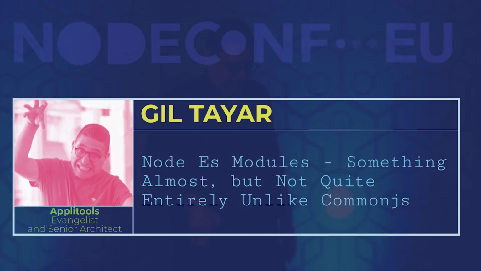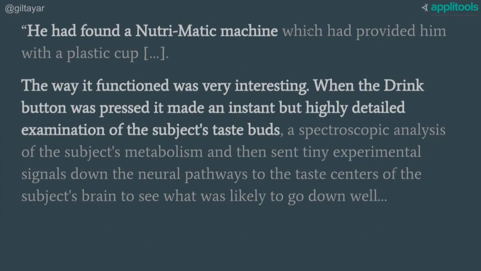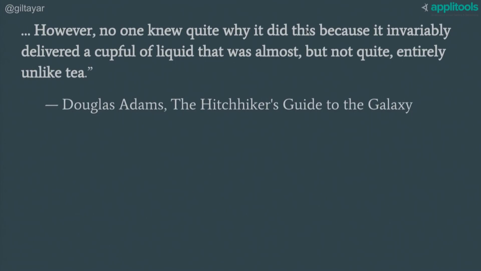Okay, we're here for ES modules. He had found a new traumatic machine. The way it functioned was very interesting. When the drink button was pressed, it made an instant but highly detailed examination of the subject's taste buds. However, no one knew quite why it did that, because it invariably delivered a cup of liquid that was almost, but not quite entirely unlike tea.